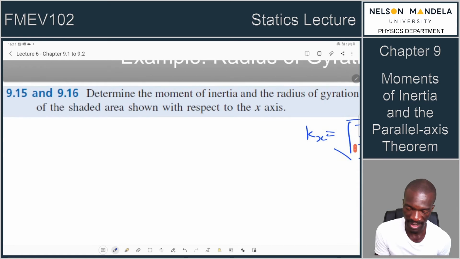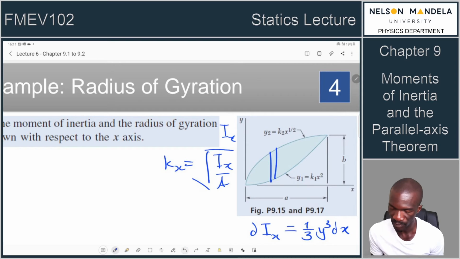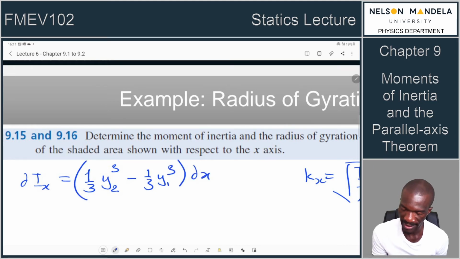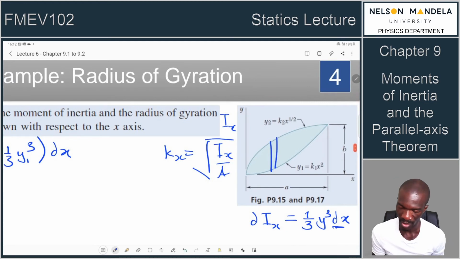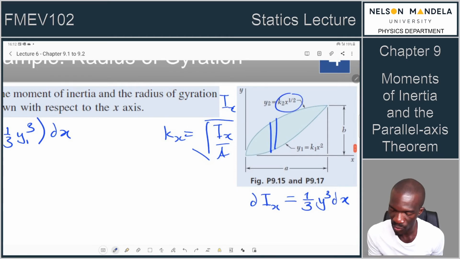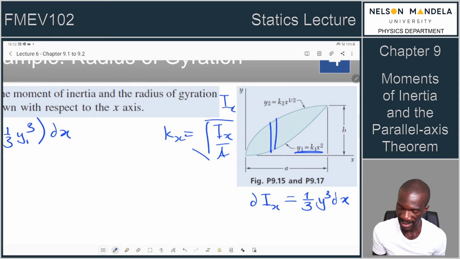So we will then write it as dI in the x is 1/3 of y. Are they labeled? Yes, these are labeled y2 and y1. So that's y2 cubed minus another third of y1 cubed dx, isn't it? Yes. So we're happy, we've got that. The functions, are they defined? Yes, y2 is k2 root x, y1 is k1 x squared.